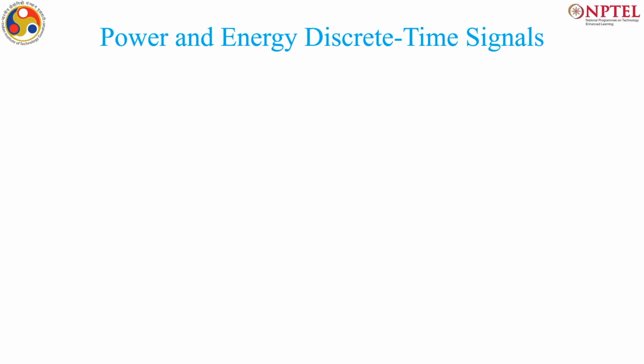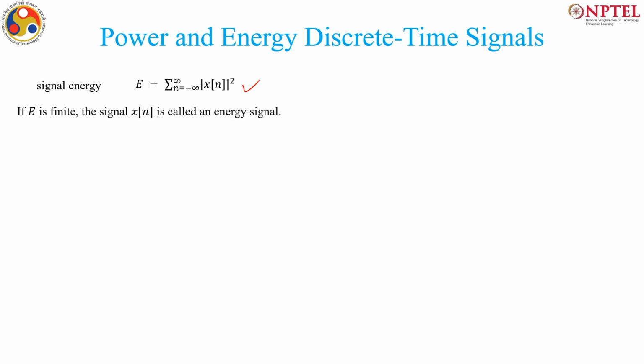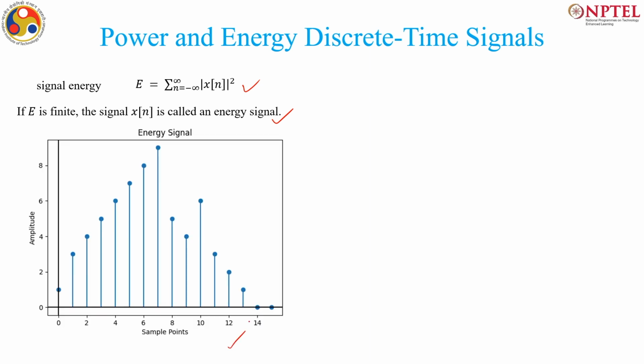So, we will recap something from module 1, time domain signal processing, where we differentiated power and energy signals. We defined signal energy as the sum of the squared values of the signal from negative infinity to positive infinity. If this energy is finite, the signal is called an energy signal. Aperiodic signals of finite length are typically energy signals, like this is an example.